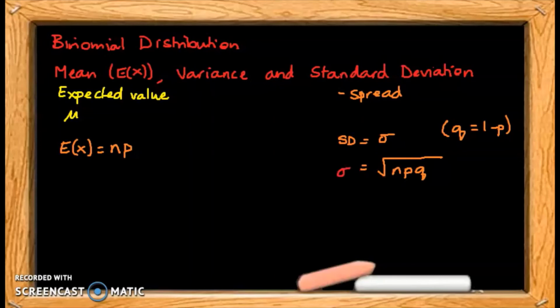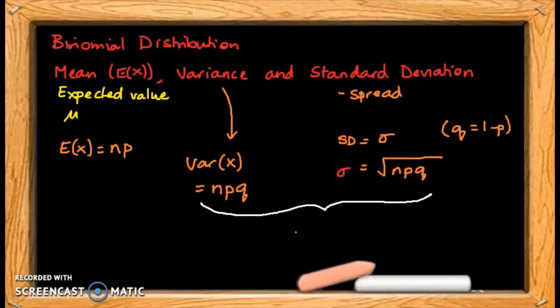And the variance, this thing in the middle, this is our halfway point to standard deviation. The variance equals NPQ. And so now we have this relationship here between variance and standard deviation. And this always holds in probability, that the standard deviation equals the square root of the variance of X. So that's how we're going to calculate the mean, the variance, and the standard deviation of a binomial distribution.